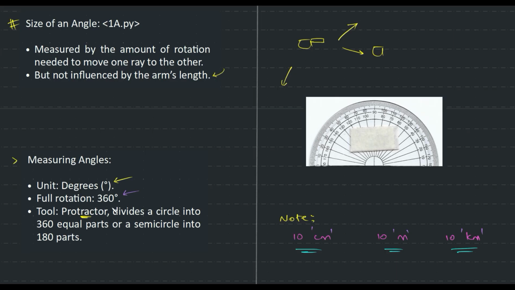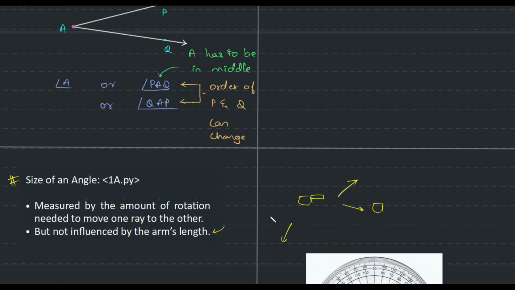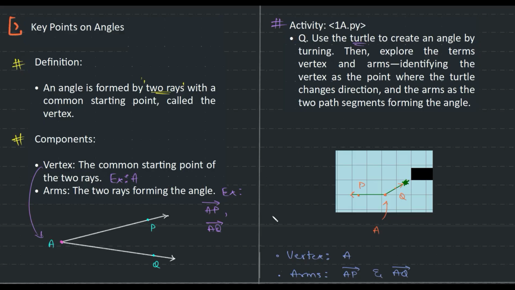So full rotation is 360 degrees. And the tool that we use is the protractor. And it divides a circle into 360 equal parts or a semicircle into 180 parts. So this we'll understand in detail. But yeah, this is a good introduction to angles. Let's stick to this. So angles have two main components, 2 arms and 1 vertex.